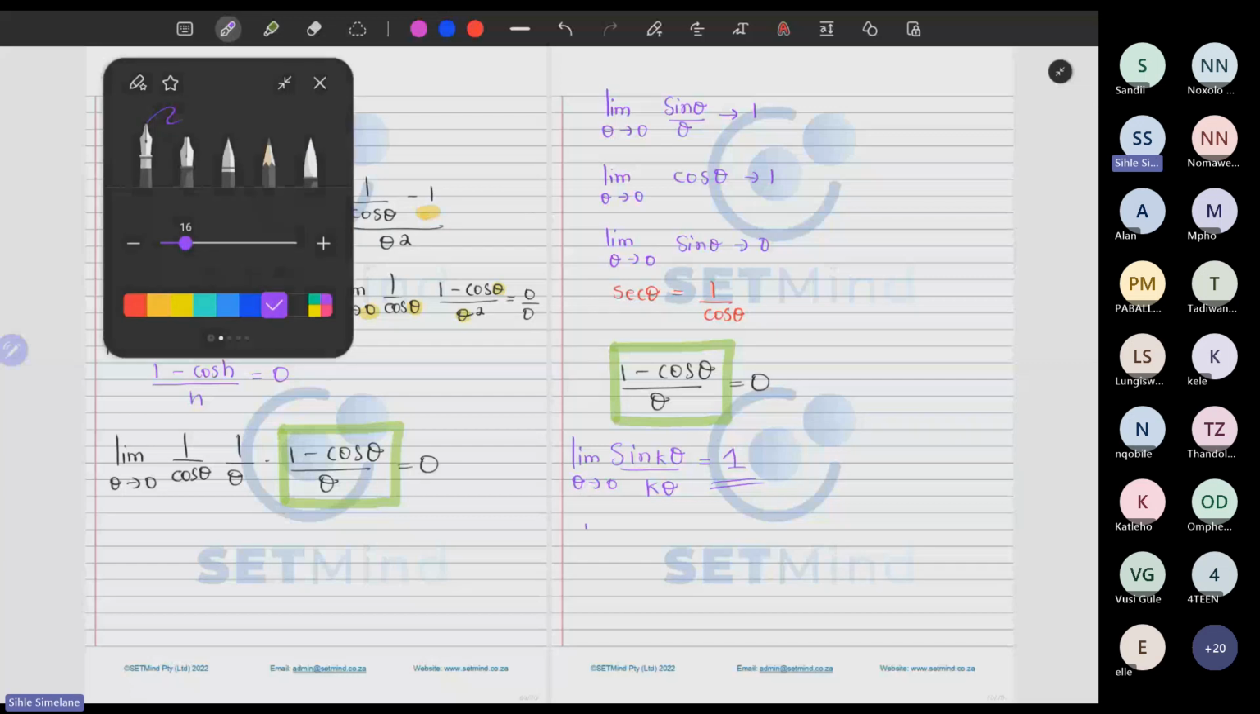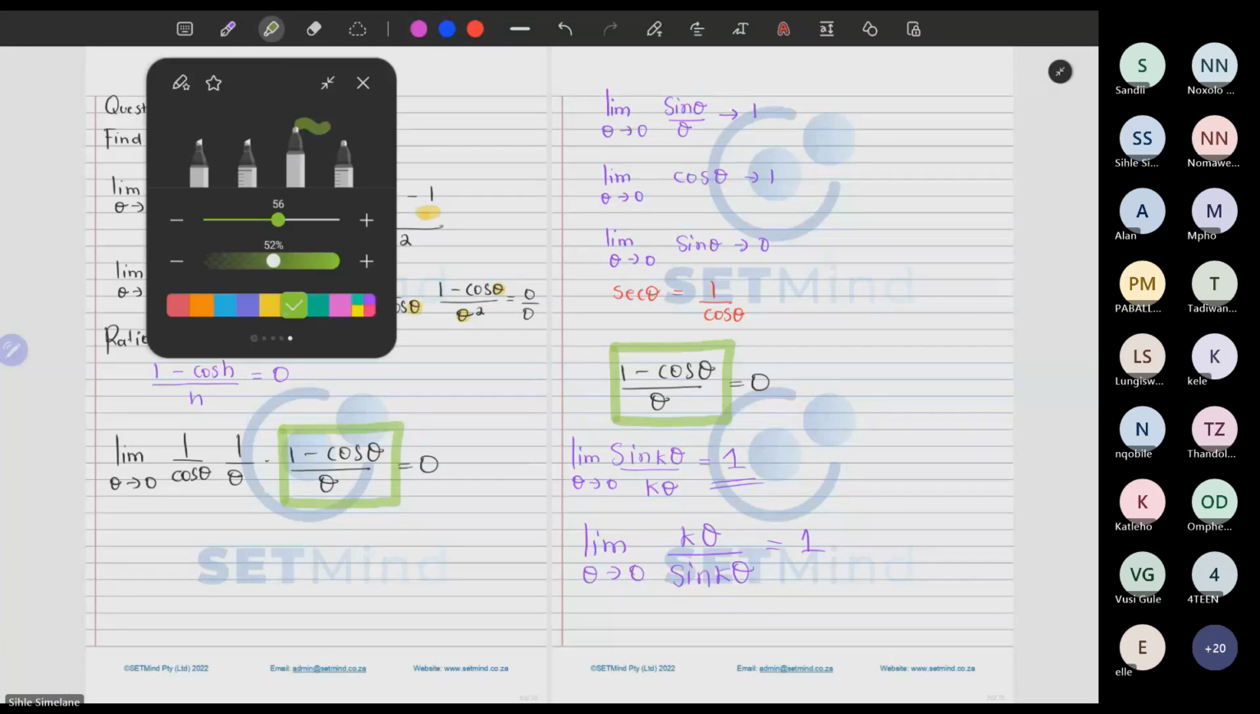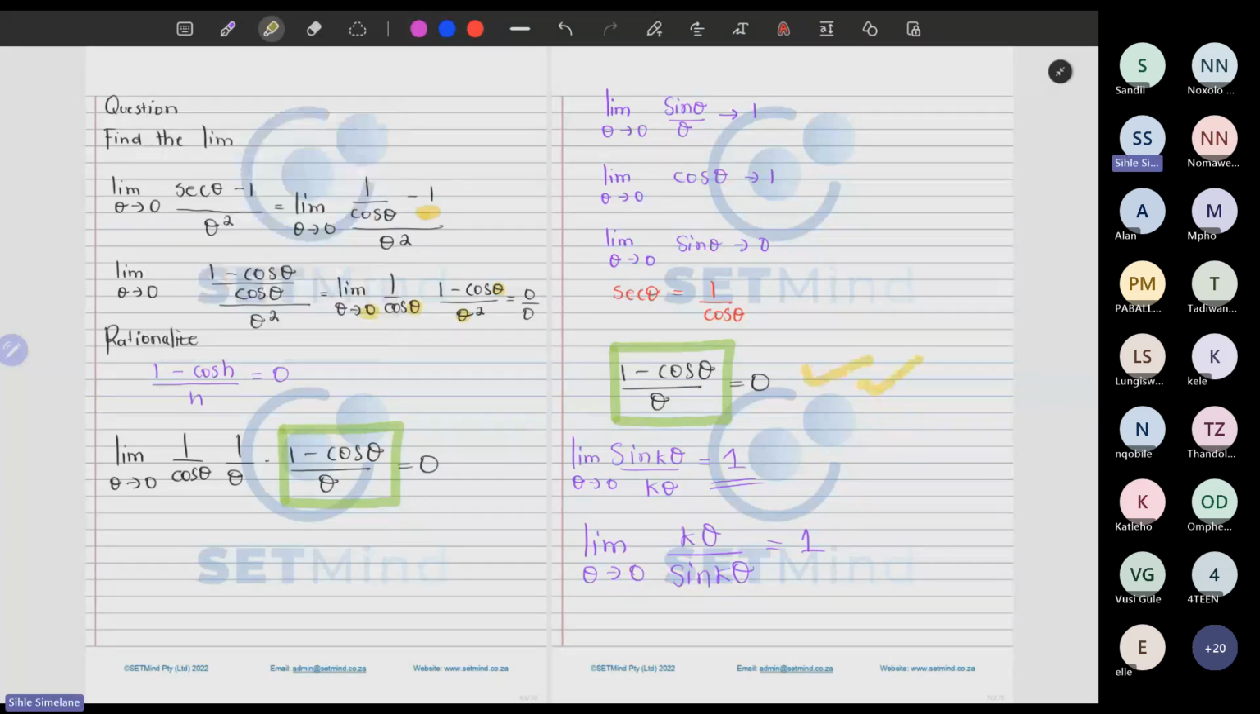And equally so, as part of your notes, you should be aware that as theta approaches 0, if we have k theta divided by sine k theta, the answer will always approach 1. So anyone, we can pick up any question. This here is very important.